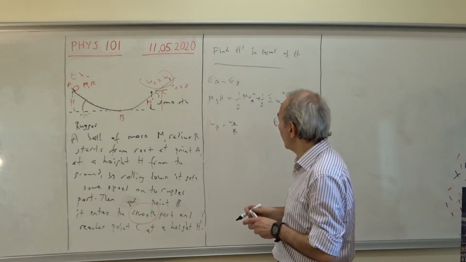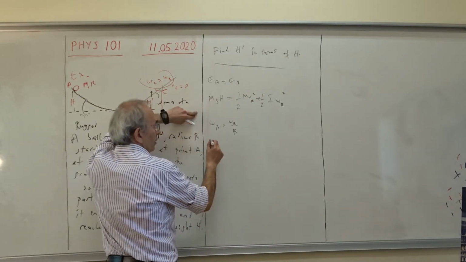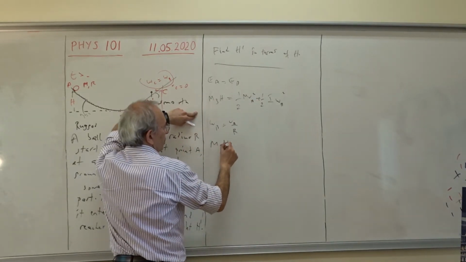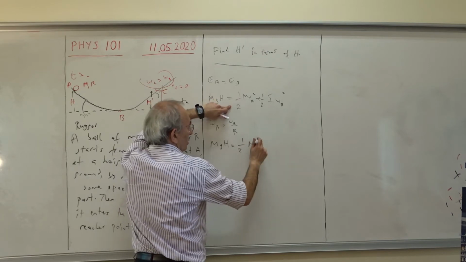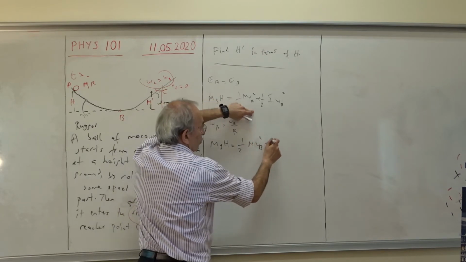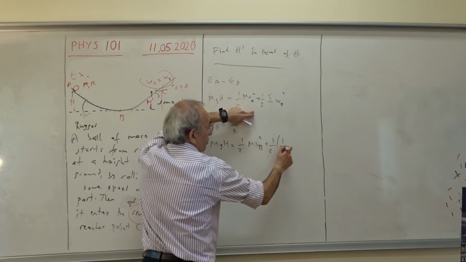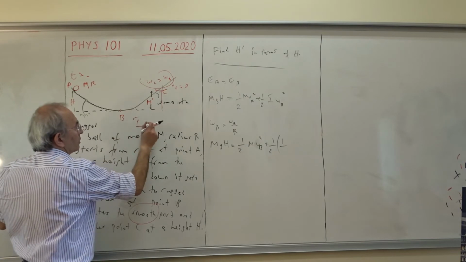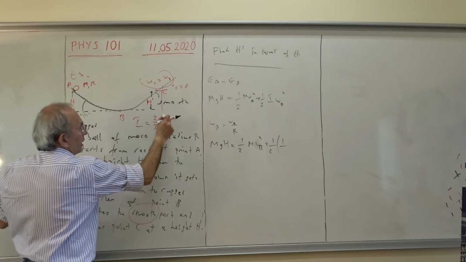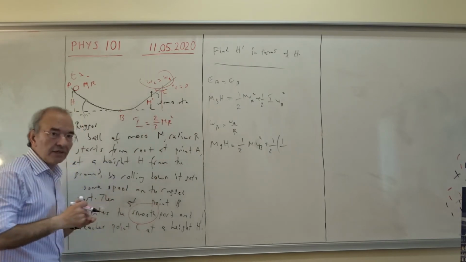So it is easy to find. MGH is 1/2 M times VB squared plus 1/2 another, what is this? It's a ball. I is equal to 2/3 M times R squared. This is also given by the problem.